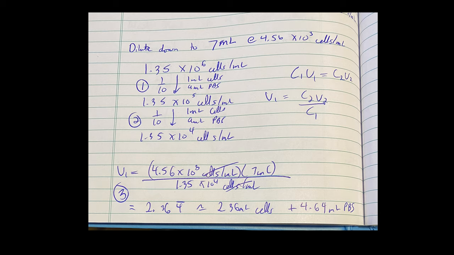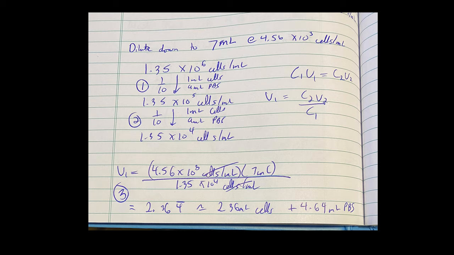So C2V2, that's my final concentration and my final volume. C1, that's the concentration of the tube just before this one. This would be my second dilution in my serial dilution. When I do all the calculations, you can see units cancel out, and I determine I need 2.36 mils of my solution 2, we'll call that cells, and I need 4.64 mils of PBS, my solvent. If I add those together, it should give me 7 mils. So here is the game plan for how we're going to do this dilution. You can see not only the concentrations in each as we move along, but also the volumes of both the solute and the solvent.